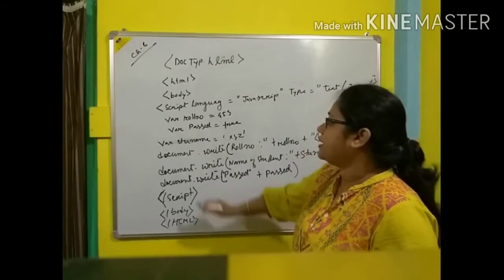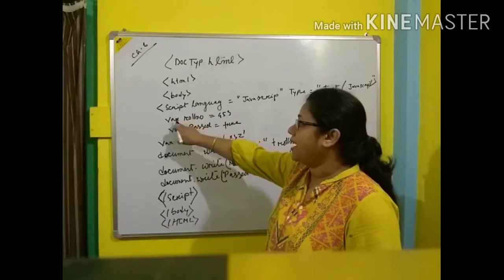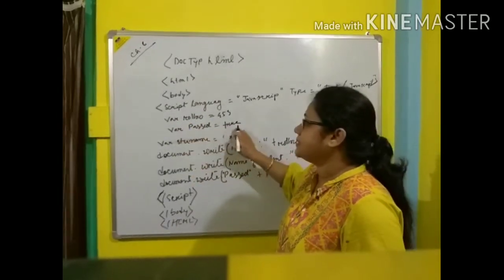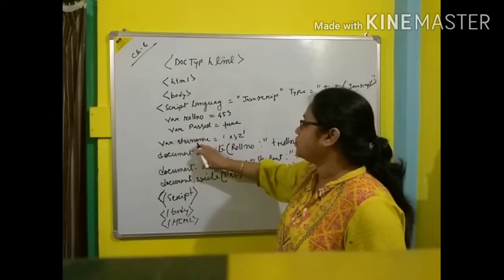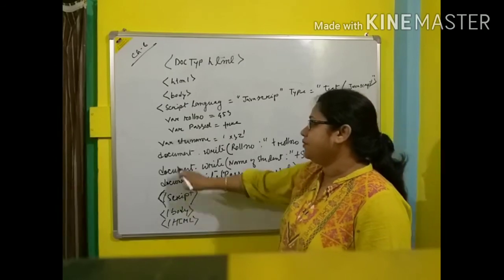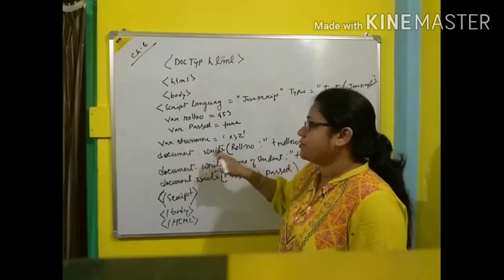text/javascript. After that here we declare three variables. Var roll number is equal to 453, var pass is equal to true. After that var student name equal to xyz. After that I used a new statement, that is document.write.